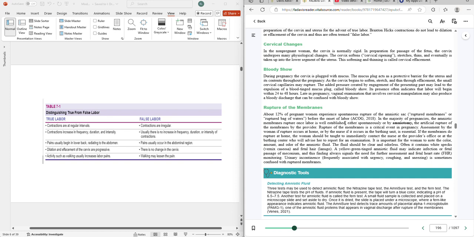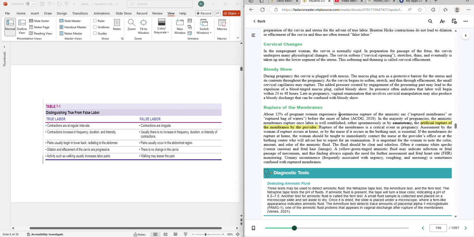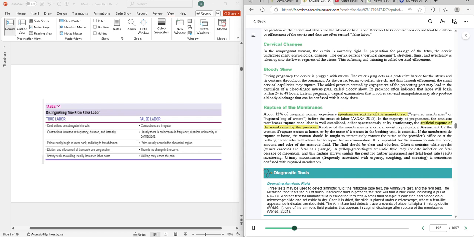Rupture of membranes, okay? So we have what we call SROM and AROM. SROM is spontaneous rupture of membranes. That means the water breaks on its own, okay? Then we have AROM, which is an amniotomy. This is artificial rupture of membranes. That means the provider goes in and breaks the water. So SROM and AROM, you're going to see these on report sheets, okay? So just know the difference.